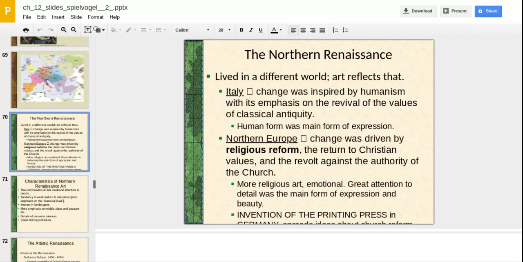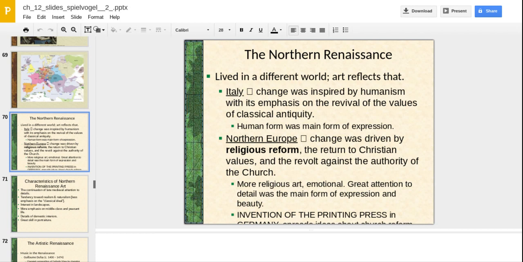Now, the Northern Renaissance is different because they live in a different world. Italy is this urban area with these competing city-states. And so its change was inspired by humanism, emphasis on the revival of values of classical antiquity because the Greeks and Romans were there. And their human form was their main form of expression.